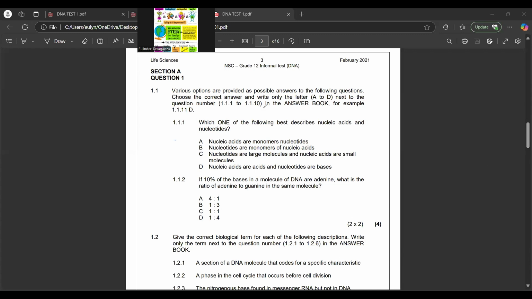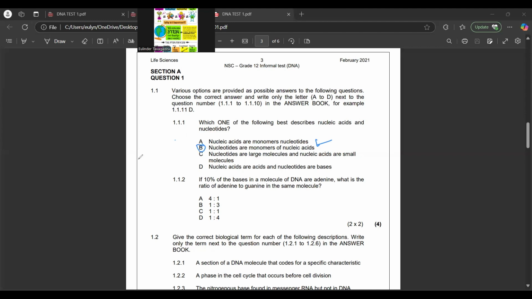B is saying nucleotides are monomers of nucleic acid. This answer is correct, right? It becomes correct because nucleotides are monomers of nucleic acid. You go on to check all the answers before you give your final answer. The other options say nucleotides are large molecules and nucleic acids are small molecules, and nucleic acids are acids and nucleotides are bases, which means all these answers become wrong. So our final answer is B. Nucleotides are monomers of nucleic acids because the nucleotides are building blocks of the nucleic acid.